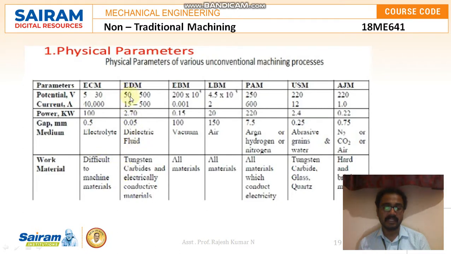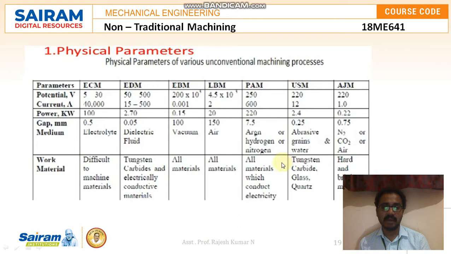And moving to electrical discharge machining, tungsten carbides and electrically conductive materials can be machined in electrical discharge machining. And what materials can be recommended for electron beam machining? Everything. It may be a ductile material or a brittle material, everything is recommended for electron beam machining. Similarly, for laser beam machining, all types of material, ductile, brittle, composite, everything is recommended.